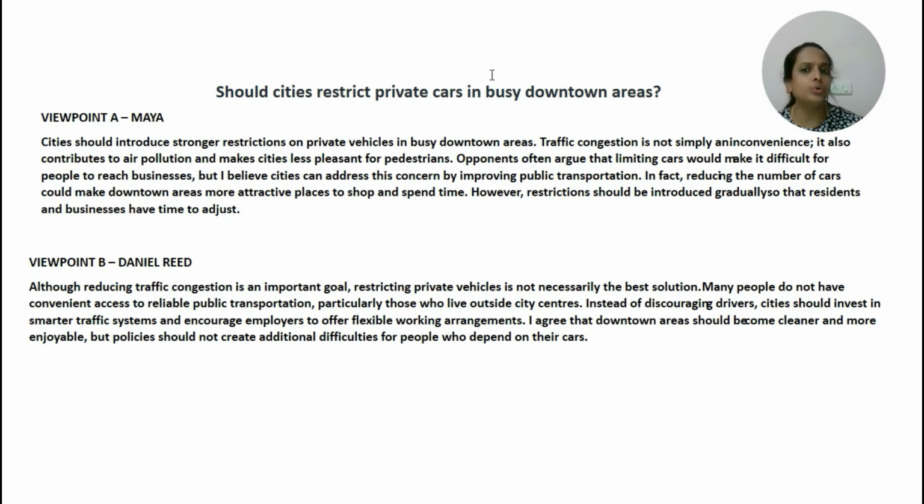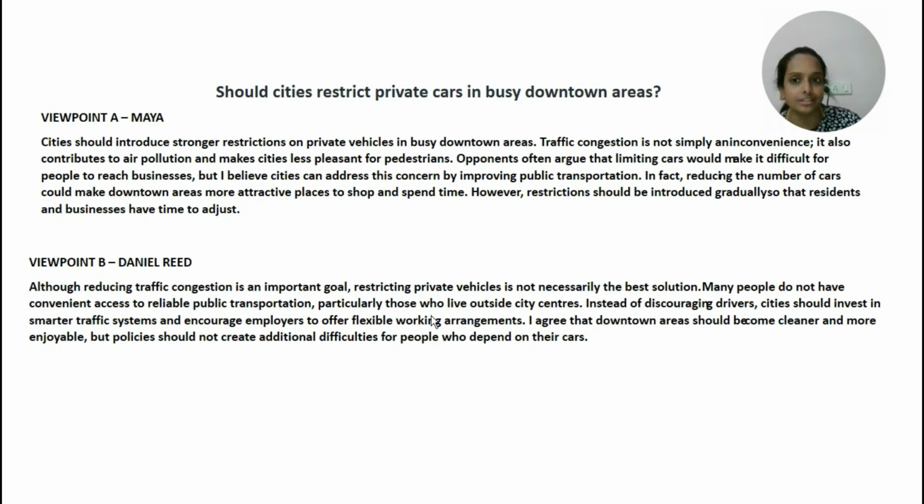She sees fewer cars as an opportunity to improve the environment, public spaces, the downtown experience. But notice something else. She's not saying ban all cars tomorrow morning. Good luck, everyone. No, she also says restrictions should be introduced gradually. That is another fingerprint. So Maya is supportive but gradual.